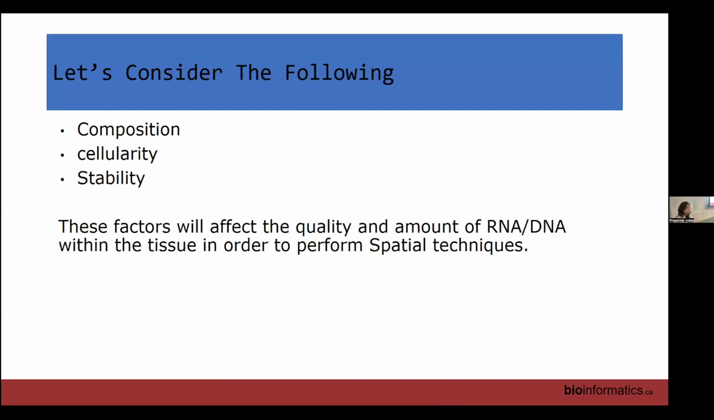So let's consider the following. You want to consider your composition, cellularity, and stability. This is for your tissue. These factors will affect the quality and amount of RNA and DNA within the tissue in order to perform spatial techniques. As you know, you guys are working with RNA when you're using Visium HD. So your RNA quality is actually going to be affected by fixation. So your time and length in fixation is going to matter, and temperature.